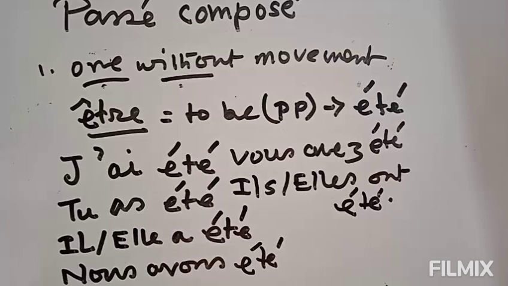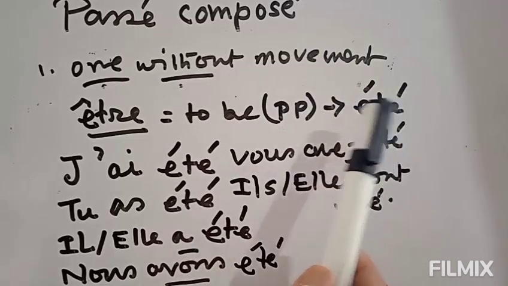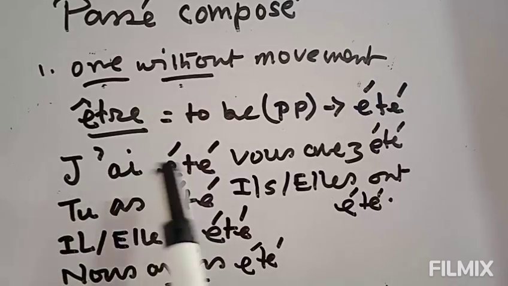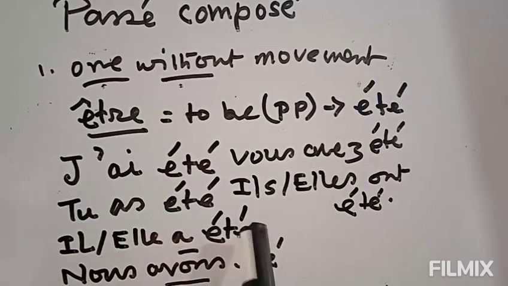Okay. So I am taking the present of the avoir in every case, and I am adding the participe passé, or PP, of the verb concerned. As the concerned verb is être, I am taking the PP of the verb être, été, and putting it as per the rules. J'ai été, tu as été, il a été, elle a été.